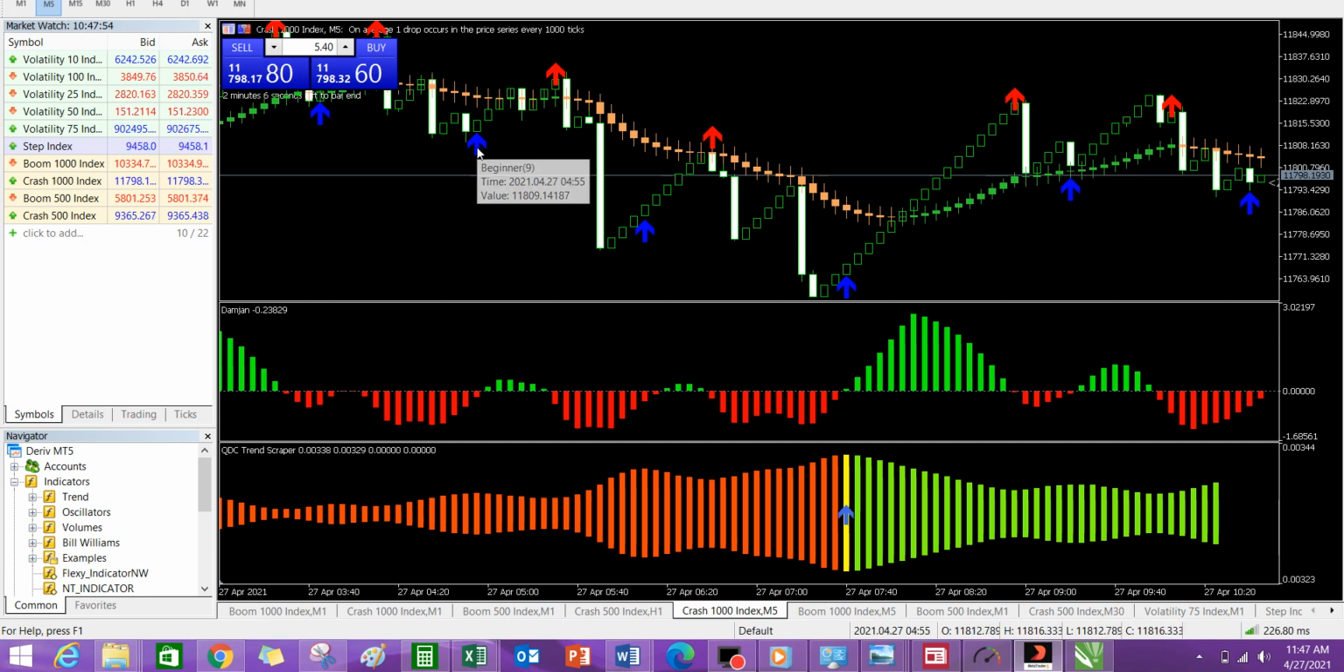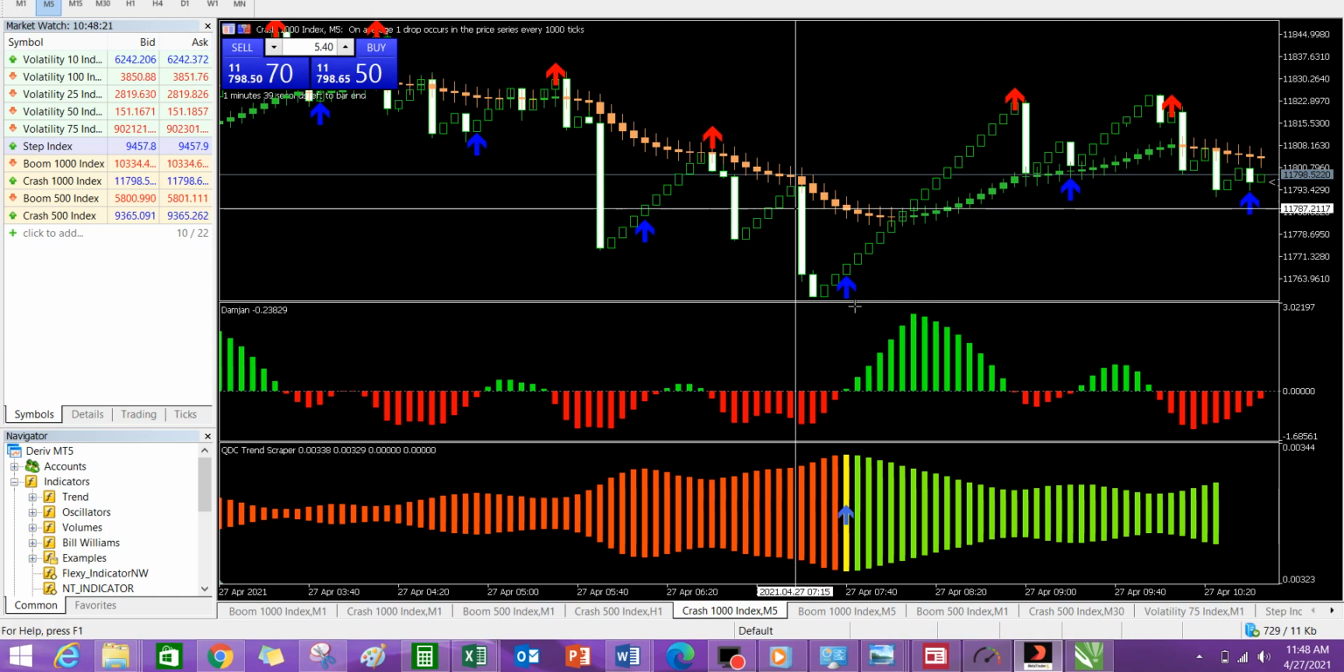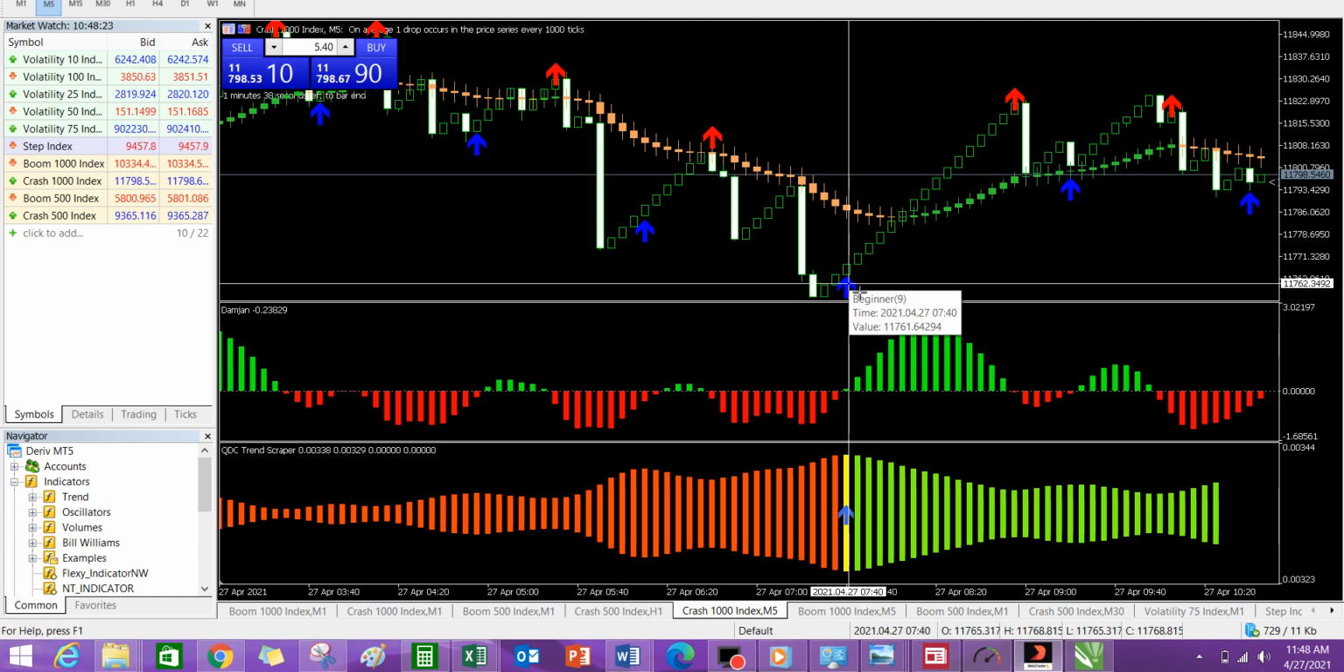Okay, for crash, for newbies, in most cases they love buying crash. So let's see how we can buy crash. For crash, this is what you do. Before you can buy crash, you wait for the trend signal to be green. Once you see this uptrend signal and these bars are green, then you wait for your buy signal on the main chart to appear. Once it appears, you can come in and pick up a candle.